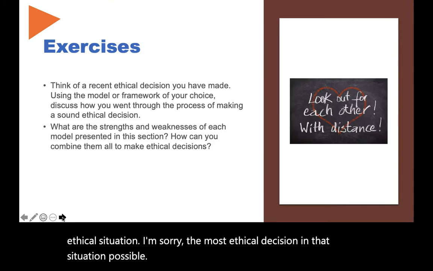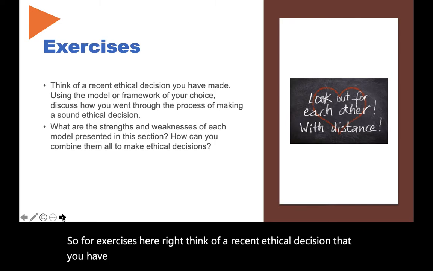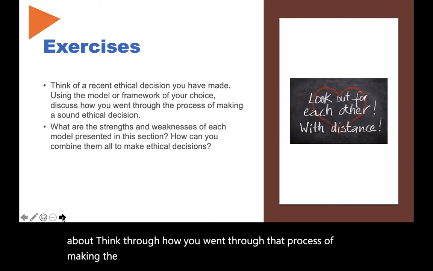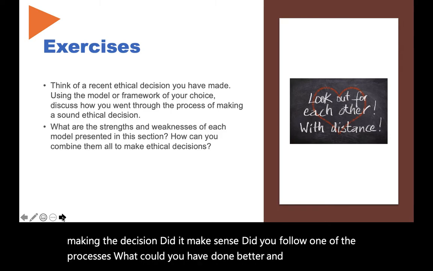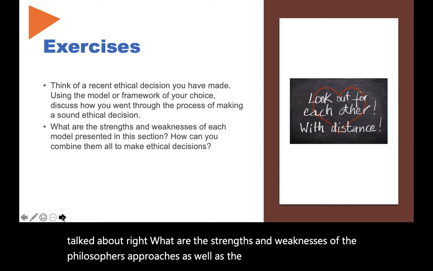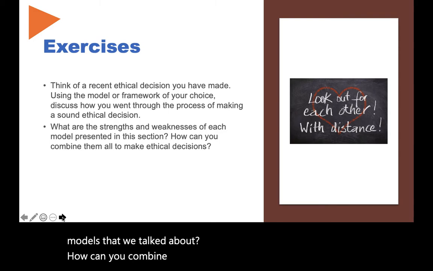So for exercises here, think of a recent ethical decision that you have made using one or more of the models we just talked about. Think through how you went through that process of making the decision. Did it make sense? Did you follow one of the processes? What could you have done better? And then, as I already talked about, what are the strengths and weaknesses of the philosophers' approaches, as well as the other models that we talked about? How can you combine these to make better ethical decisions?